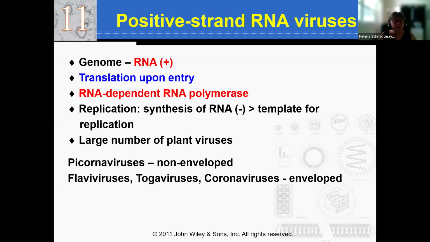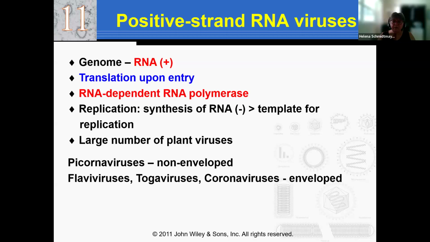And when we talk about these positive strand RNA viruses, we have to realize that a large number of plant viruses are RNA plus. We will, however, focus mostly on viruses which cause diseases in humans and animals. And we will start this week with picornaviruses and flaviviruses. And next week, we will discuss togaviruses and coronaviruses. Picornaviruses are non-enveloped. Flavi, toga, and coronaviruses are enveloped.